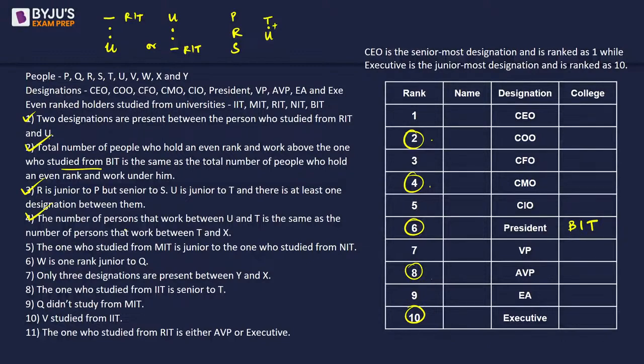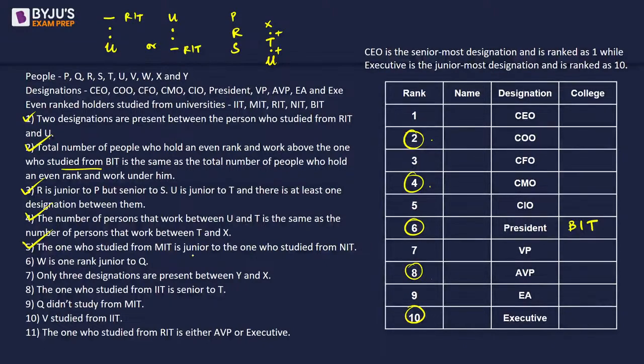Next, the number of persons that work between U and T is the same as the number of people that work between T and X. So if I include this with the previous one, we can combine these 2 and say that the number of places between U and T is the same as the number of places between T and X, right? X cannot be below T because U is already below.